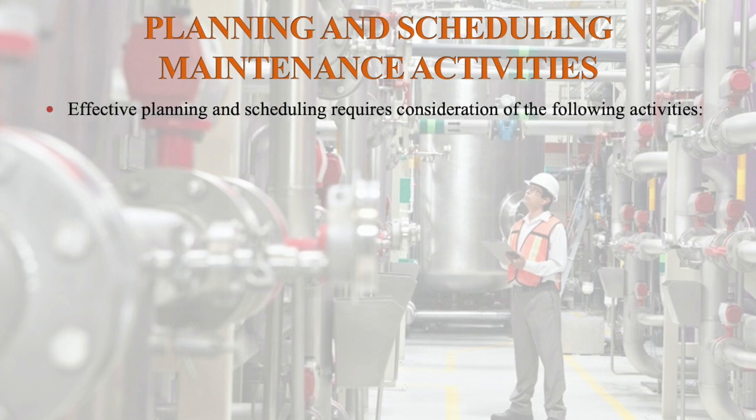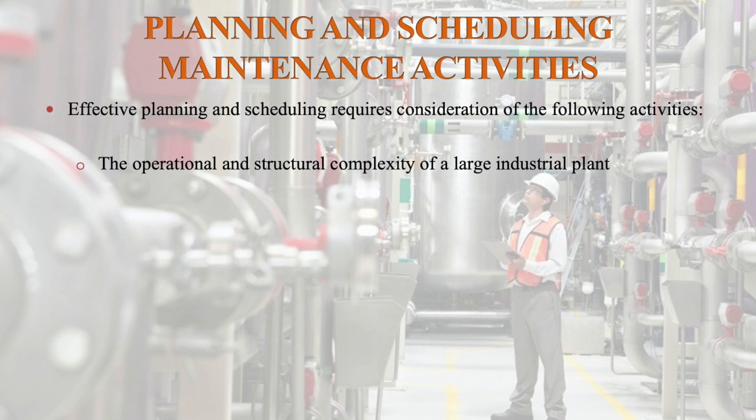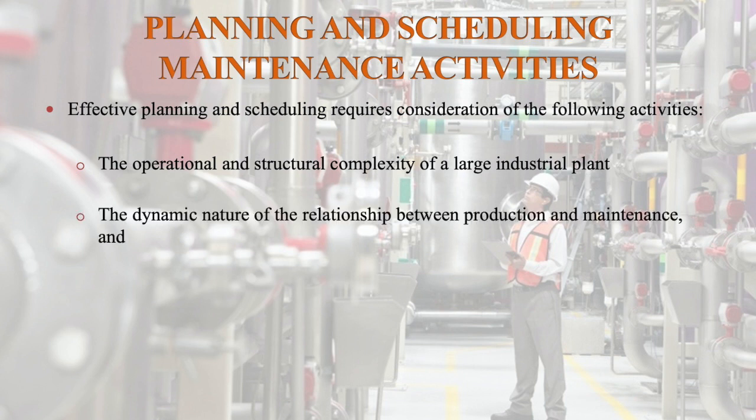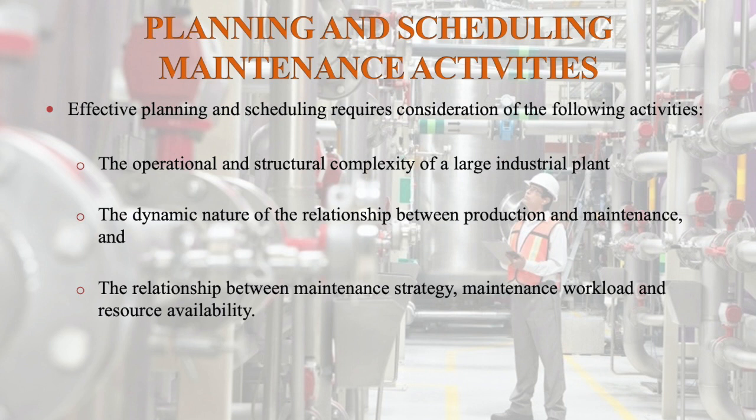Effective planning and scheduling requires consideration of the following: the operational and structural complexity of a large industrial plant, the dynamic nature of the relationship between production and maintenance, and the relationship between maintenance strategy, maintenance workload, and resource availability.